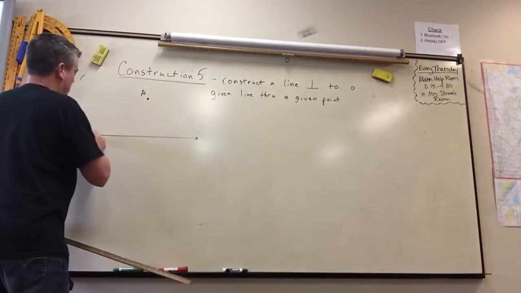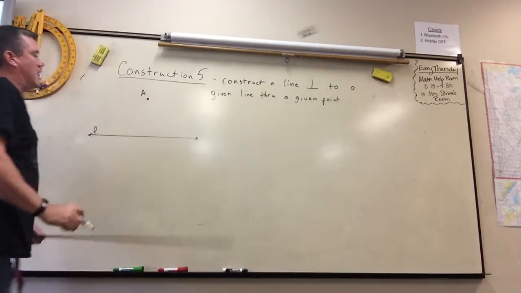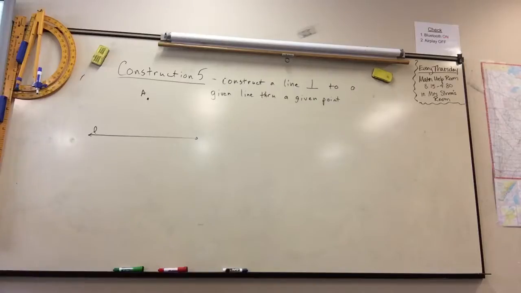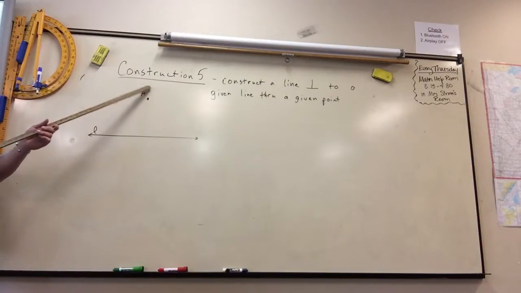Here, it's choose a line. Now, when you draw your line on this one, you will need room below the line. You won't need room above the point.